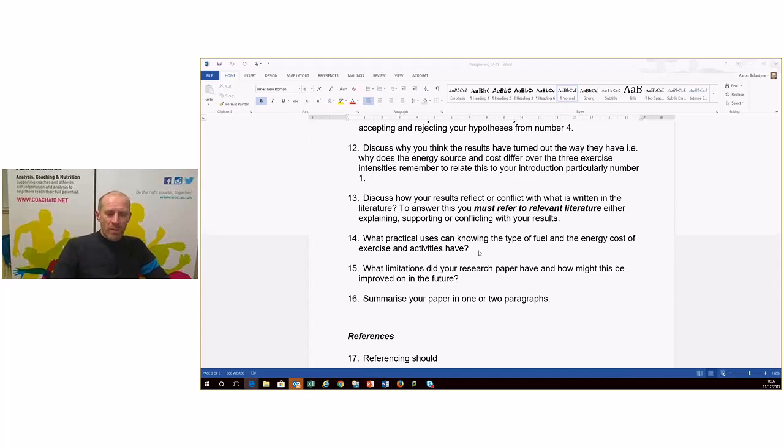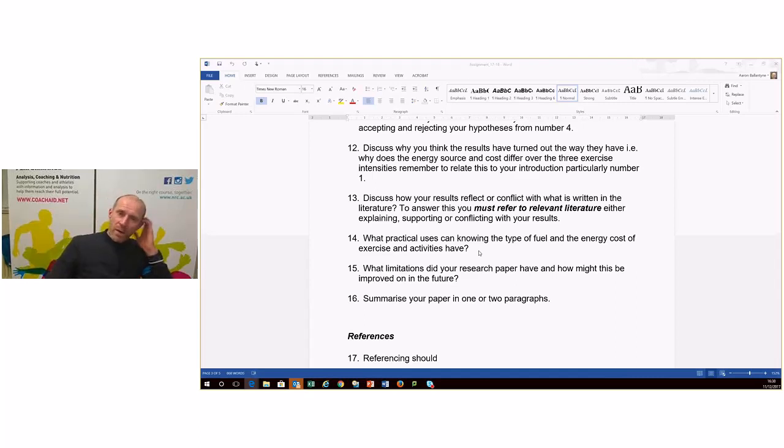Lastly, summarize your paper in 1 or 2 paragraphs. At the start of most research articles, you'll find a thing called an abstract. Really what I'm doing here is the other way around. I'm asking you for the abstract at the end, just because usually we do summaries at the end of most work, to get you the idea of this summary.